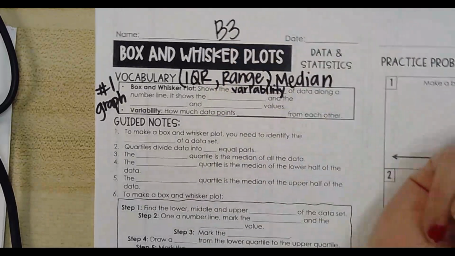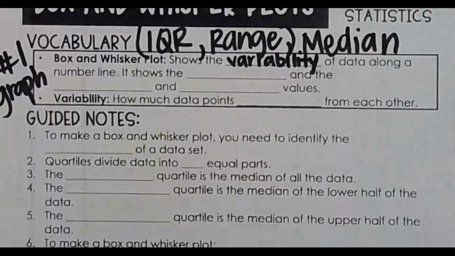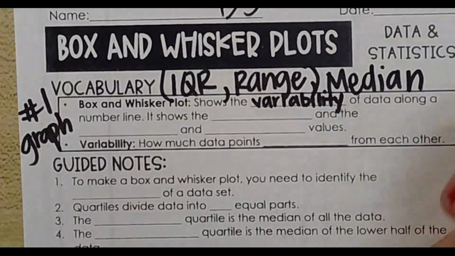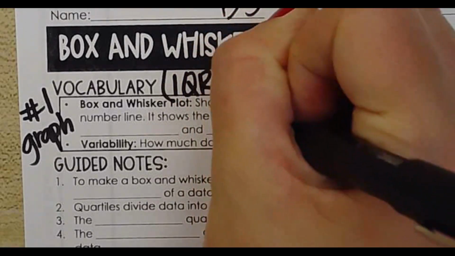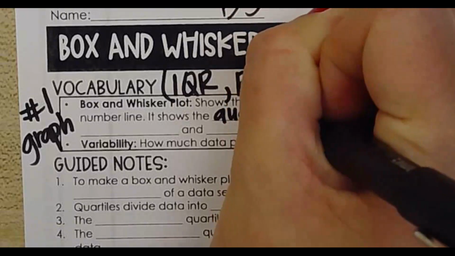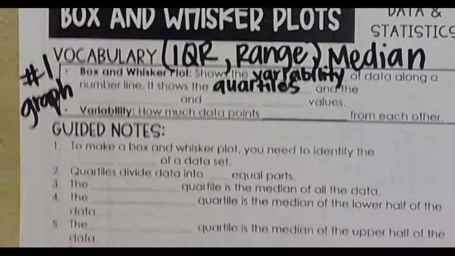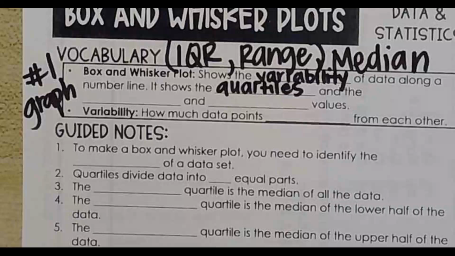It says variability of the data along the number line. It shows quartiles. And remember, yesterday we learned that quartiles represent how many quartiles? What does quart mean? 4. 4. Now, we only listed how many? 3. Okay?